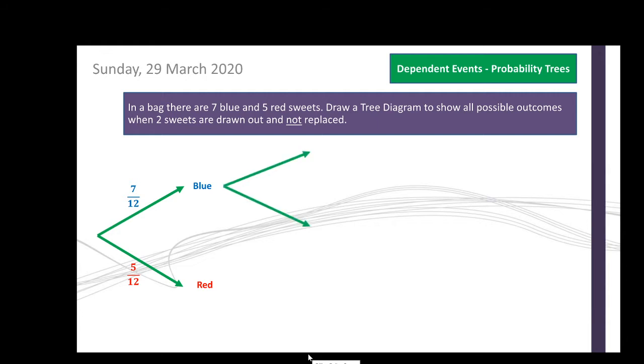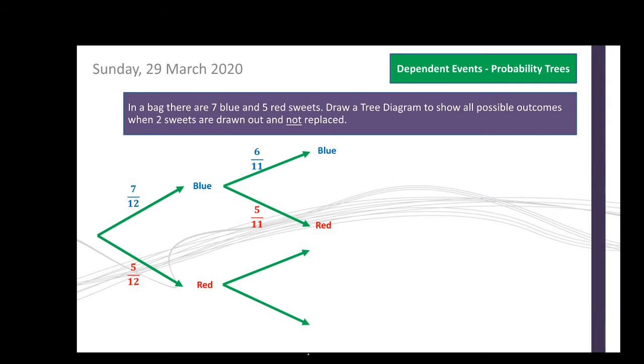Now, if I picked that blue sweet first time round, next time round I could pick out a blue or a red sweet. But my probabilities are different. If I've eaten one of those blue sweets, I don't have 7 blue sweets in my bag. I've only got 6 blue sweets in my bag. I also don't have 12 sweets anymore. I've got 11 sweets because I ate one. So it's going to be 6 over 11. There are still 5 red sweets in the bag. I didn't eat any red sweets. So there's 5 and there's still 11 sweets.